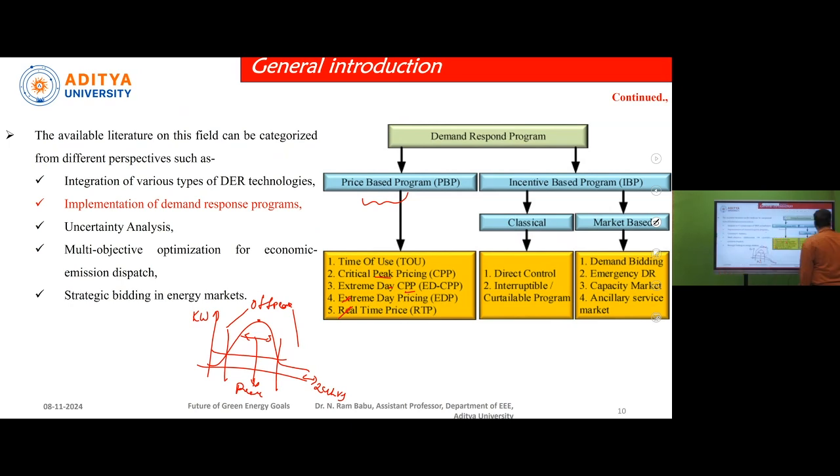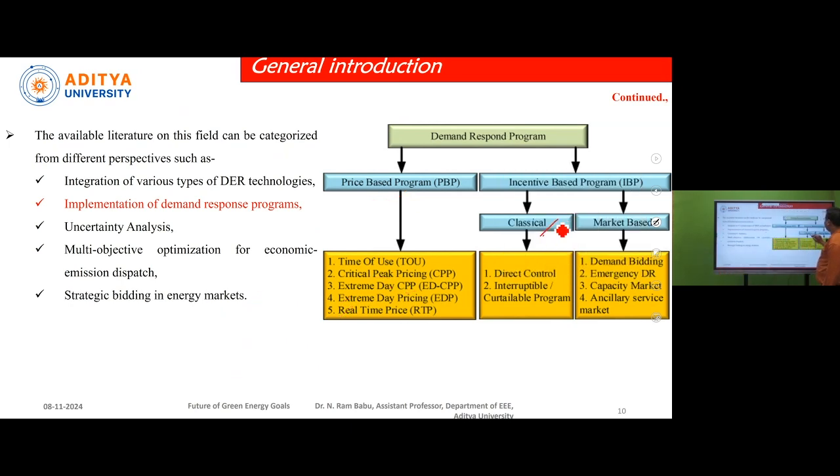And the next one is classical. In classical, there will be two methods. First one is direct control and the second one is interruptible curtailable program. In the direct control method, we will be directly turning the loads on and off manually, that means manually turning off the loads when they are not used. In the interruptible curtailable program, we can't control those loads, especially in industries, because shutting down a system or load will take some time. So those come under classical control approaches.